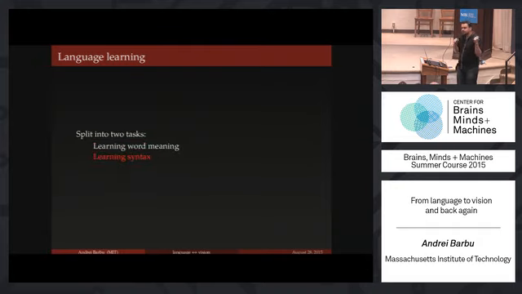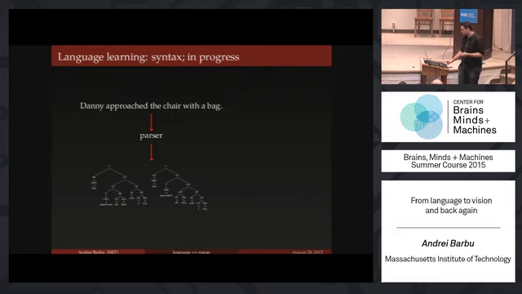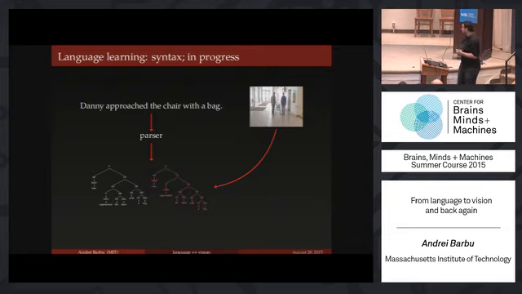So we can also look at learning syntax. And this is something that we haven't done, but we really want to do. And this is where this disambiguation work really comes into play. So if I give you a sentence like, Danny approached the chair with a bag, you feed it into a parser, something like Boris's START system. And you get potentially two parse trees, right? One for one interpretation and one for the other interpretation. You take the video, and you can select one of these parse trees. That's the game we just played a moment ago.